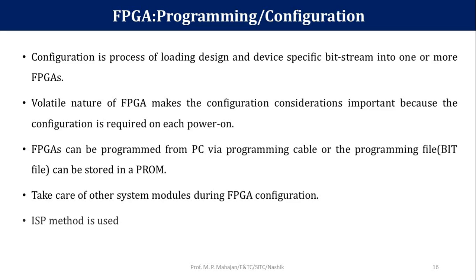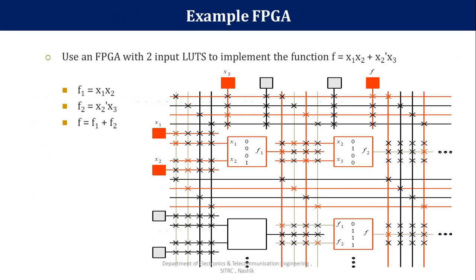Means we can program the FPGA through the programming cable via the PC, or we can download the file which is stored in the PROM. Hence, what we have to take care of in the system model during the FPGA configuration is what type of method we are using. This is again important. We are using the ISP method, which we already discussed in the CPLD, the in-system programming method, where it requires a special type of cable, that is a JTAG cable, because the FPGA is irremovable, being present on the PCB.